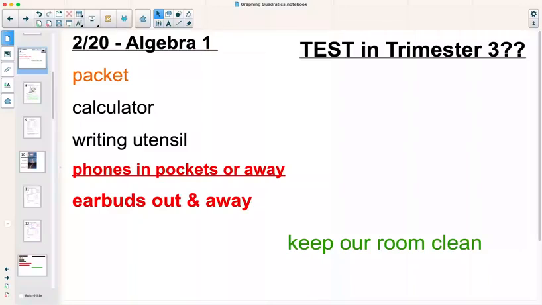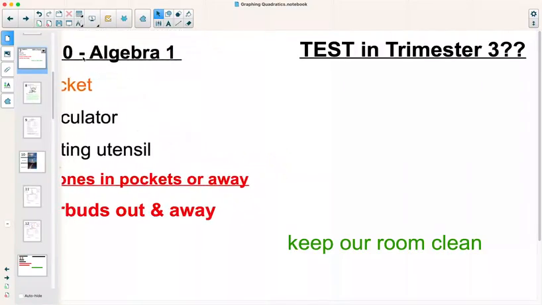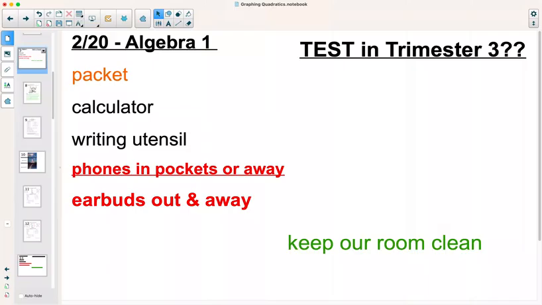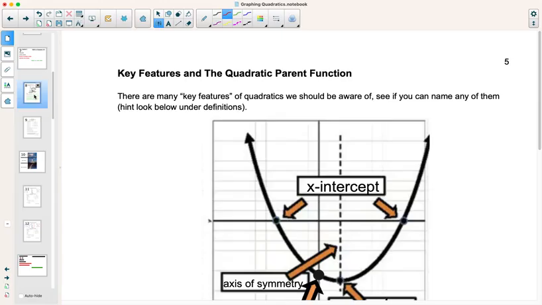All right, class. Today's the 20th. There we go. Make sure you have your packet and everything else you might need. Here we go. Page 5.